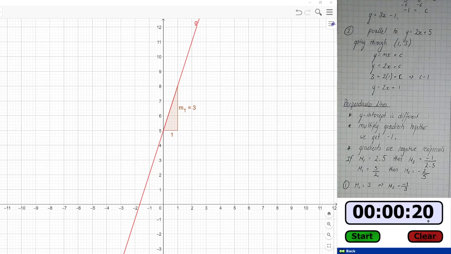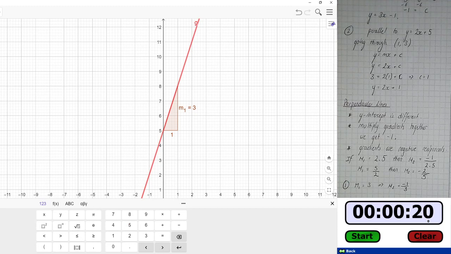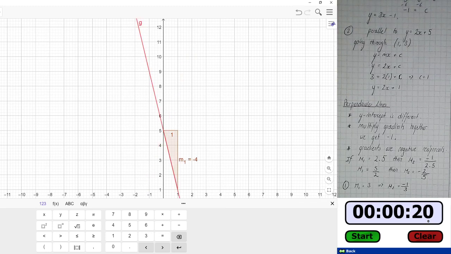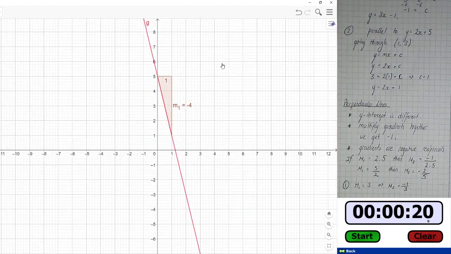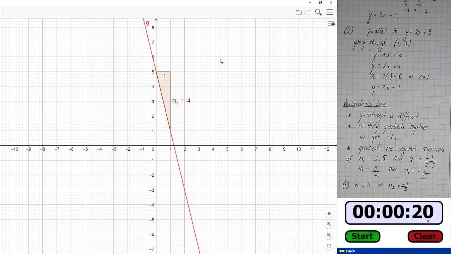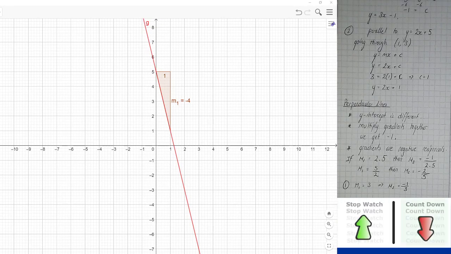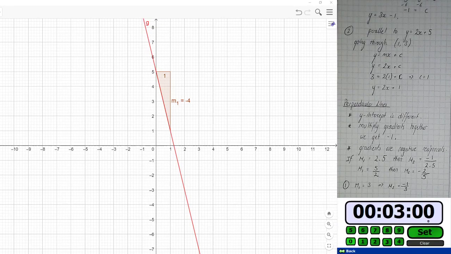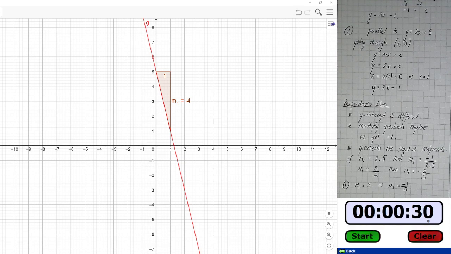Let's go for another one. What if the gradient of my red line was -4? I'll give you 30 seconds. What would my gradient be for the line that is perpendicular to this line?